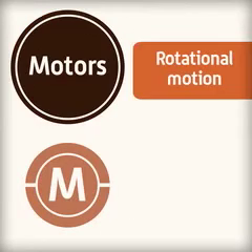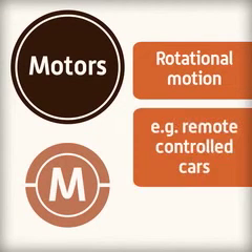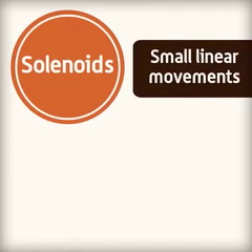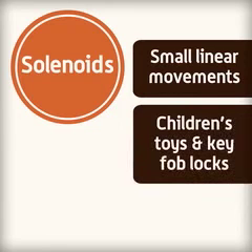Electric signals can also be converted into rotational motion or small movements. Motors in remote-controlled cars convert electrical energy into a rotational motion that powers the cars. And solenoids, or electromagnetic devices, convert electrical energy into small, linear movements that you can see in children's toys and in front door locks that require fob keys to get in.